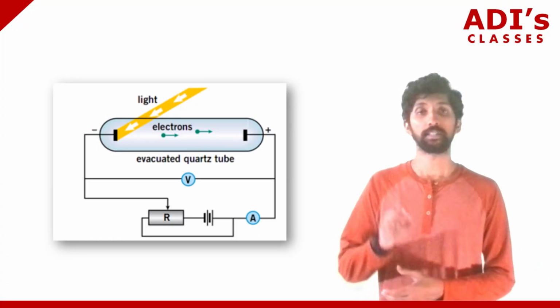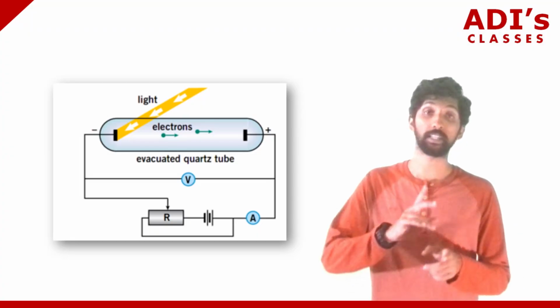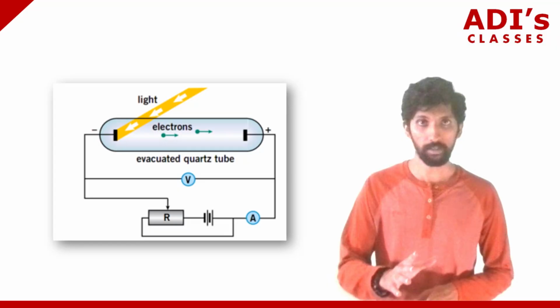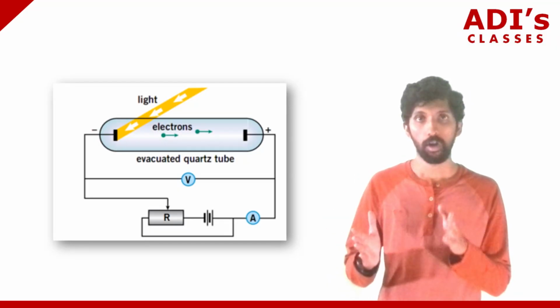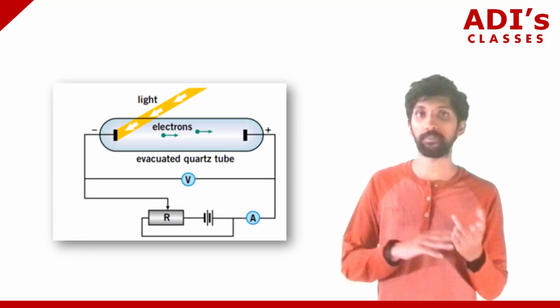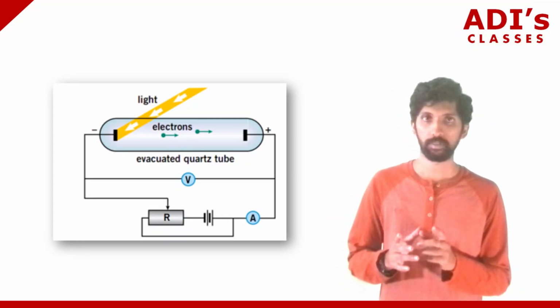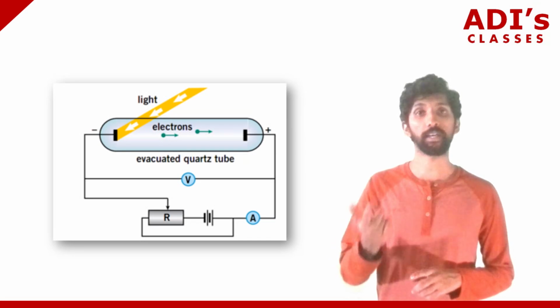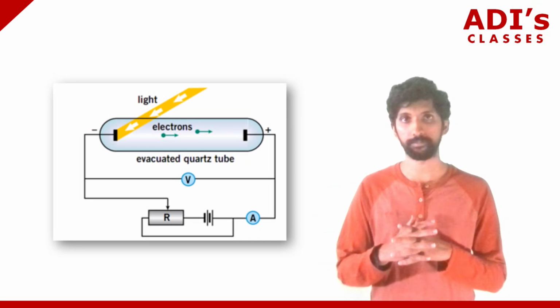Now this collector can be maintained at different potentials with respect to the emitter, meaning the collector could be positive and the emitter could be negative, or the other way also. Either positive-negative or negative-positive. So the collector potential can be varied. How it can be varied is because of the voltage that is given.